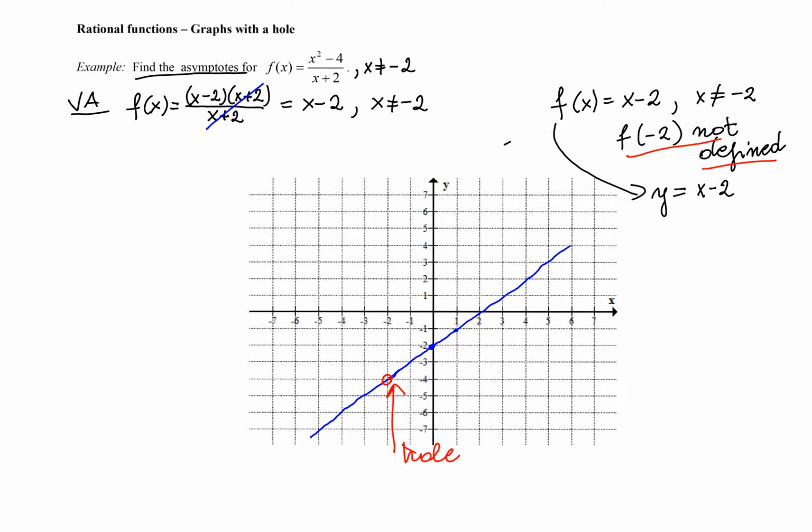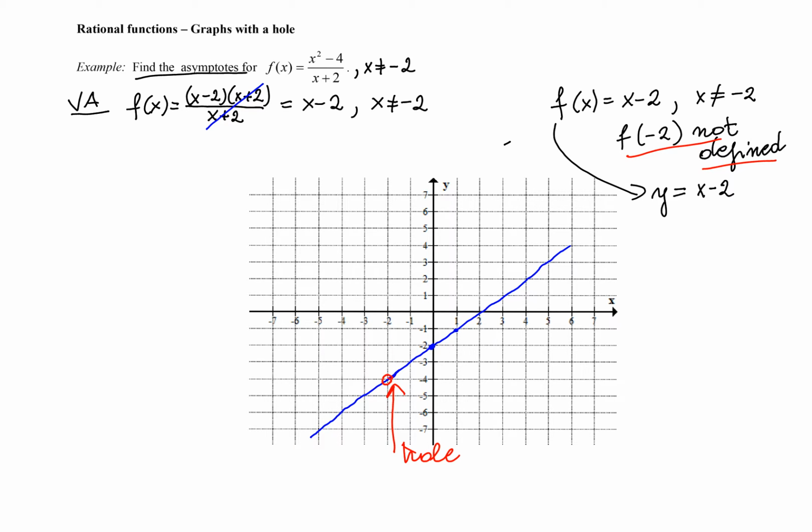This happens when the rational function has common factors. It is not in lowest terms. This can result in a situation like here, that there is a point that does not belong to the graph.